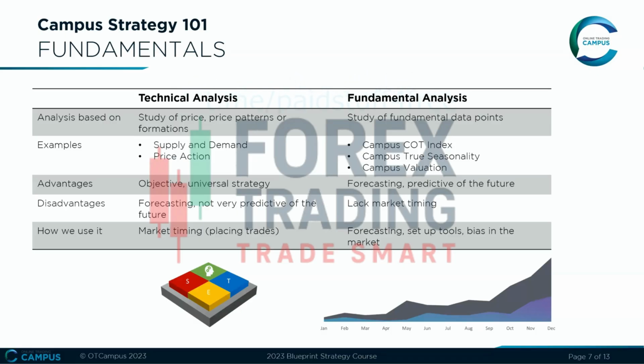All right, so the technical chart analysis is objective and it's universally applicable to all markets. Technicals are powerful for market timing. Fundamentals lack market timing, but they are much more predictive of when major market moves may take place in the future. Remember, fundamentals drive price. So why don't we combine the best of both worlds?